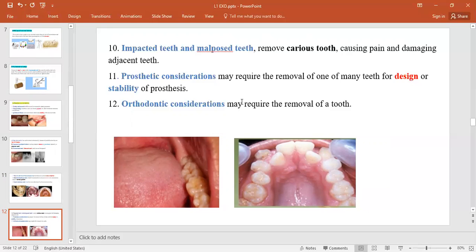Prosthetic considerations may require removing one or many teeth because they affect the design and the stability of the denture, so they need to be extracted. Orthodontic considerations may require the removal of a tooth if we have an unerupted canine and there is no space for the canine to be in normal occlusion. In this way, we can extract one of the premolars to make space for eruption of the canine.